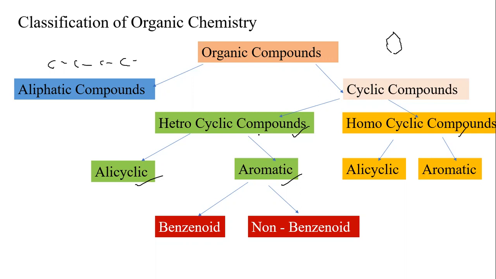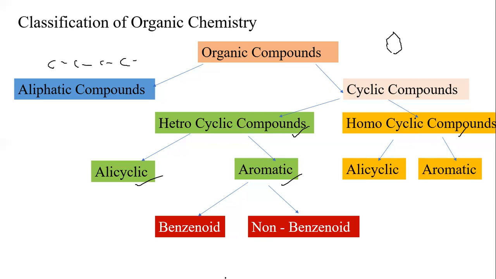Again, both hetero and homocyclic were divided into alicyclic and aromatic. And coming to the heterocyclic compounds, in aromatic we can see benzenoid and non-benzenoid. So this is a clear picture of the classification of your organic compounds.